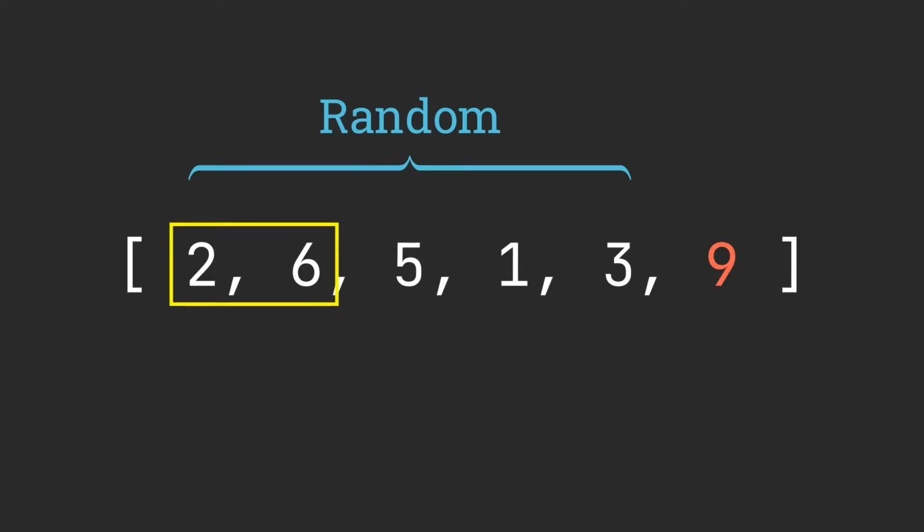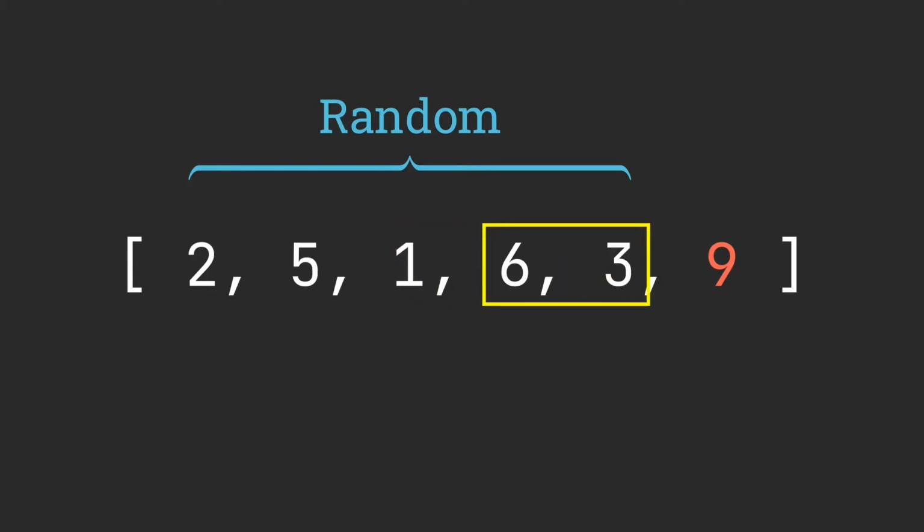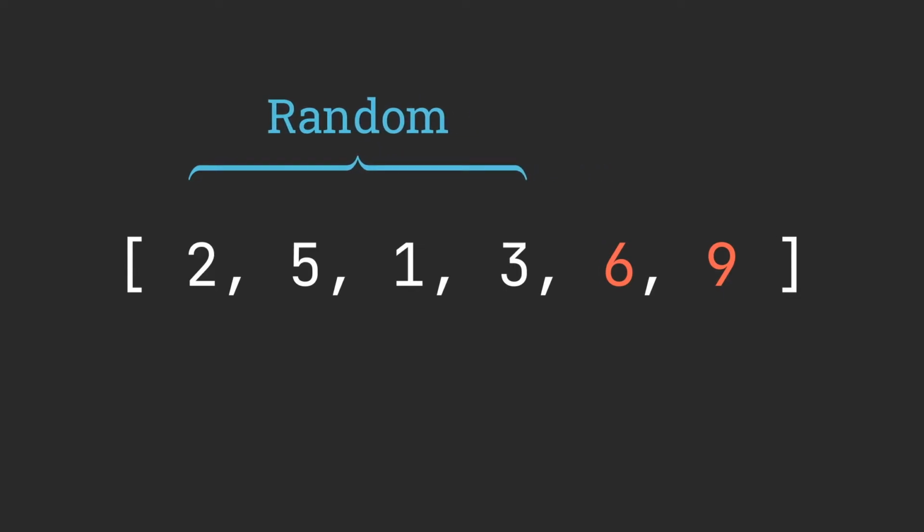We compare 2 and 6 and leave them in place. We compare 6 and 5 and swap them. And we repeat these steps until we reach the end of the random section. Notice that we do not compare the 6 with the 9 because we already know that the 9 is in the correct place. So at this point, as before, we know that the largest number in the random section is now at the end. So effectively, our random section has been reduced.